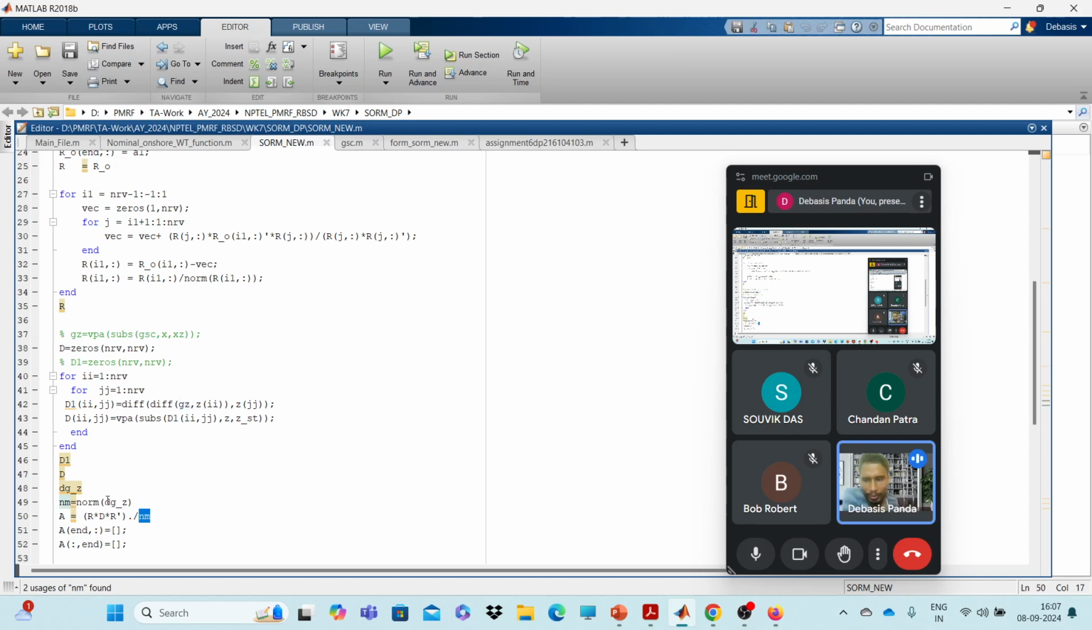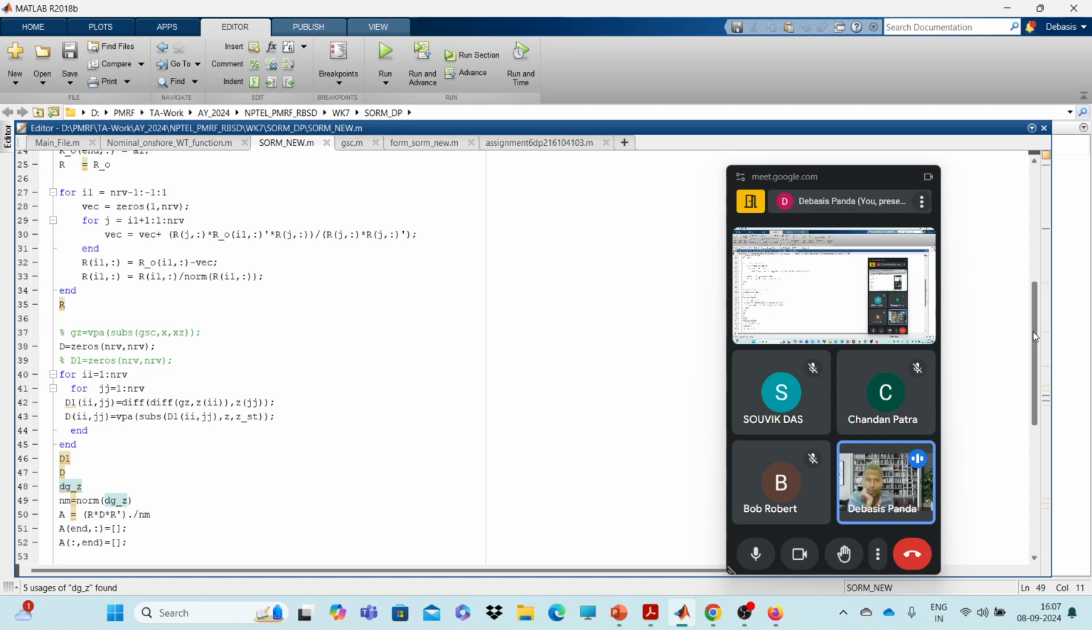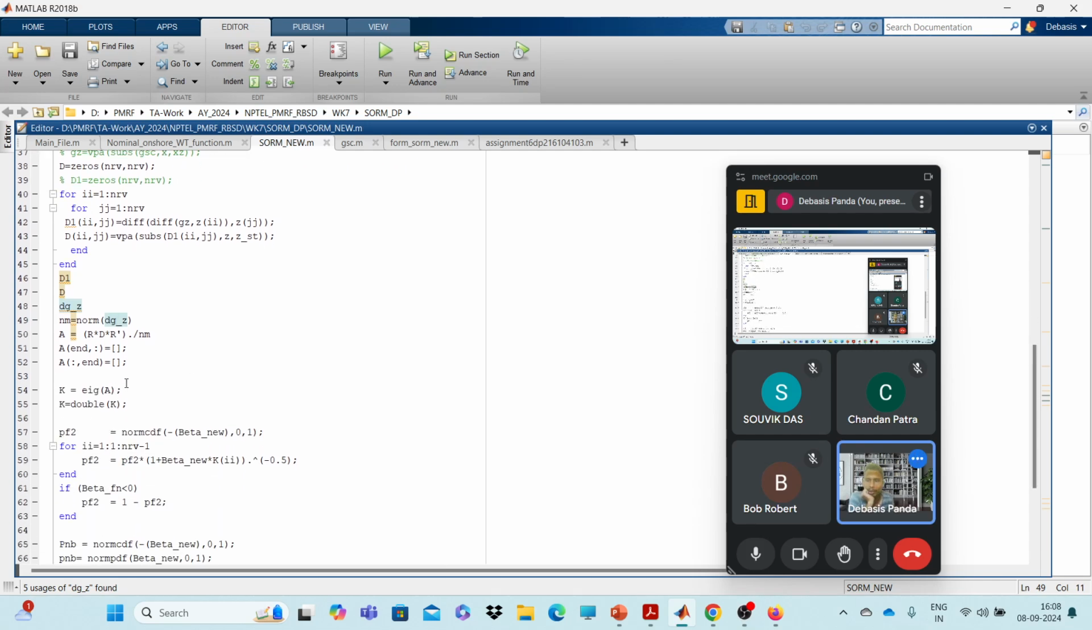So first we need to find the Euclidean norm of GZ. Already we have GZ here, so the norm of GZ will give me the norm value. Now once we have formulated the A matrix, we need to drop the last row and last column of the A matrix, so that we get the second order approximation. Now once we have that, we need to do the eigen operation on that A matrix, and these elements, the eigenvalues precisely, will give the kappa values.